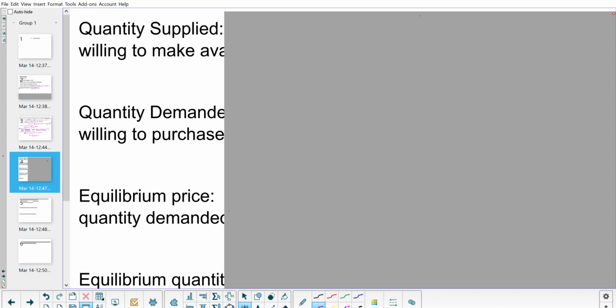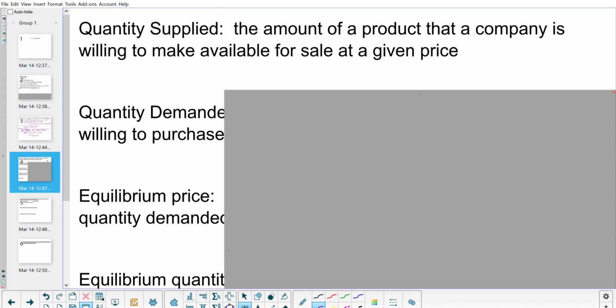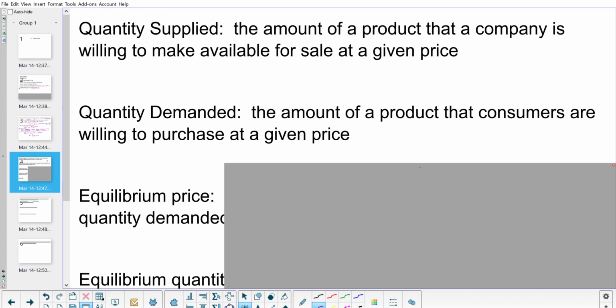Next, I have a bunch of vocab that I want to make sure you know, because we're going to talk about money and supply and demand and that kind of thing. That's often linear. So quantity supplied is the amount of a product that a company is willing to make available for sale at a given price, versus the demand, the amount of product that consumers are willing to purchase at a given price. Okay, so supply and demand really has an impact on price.